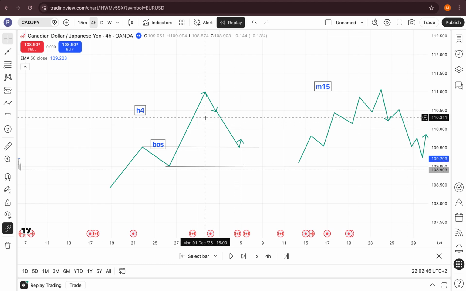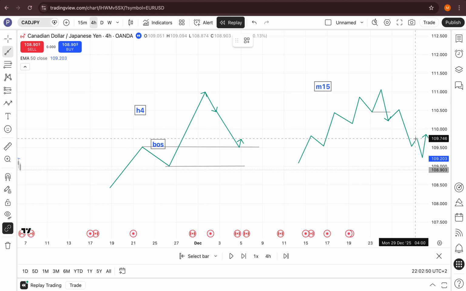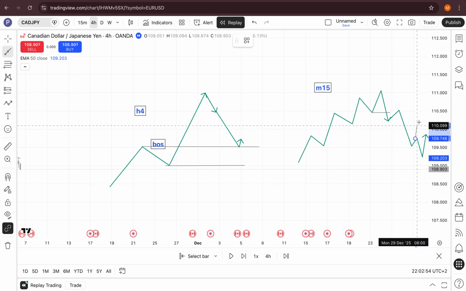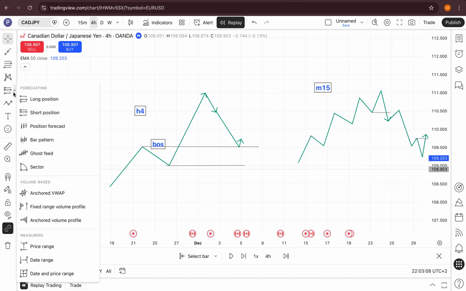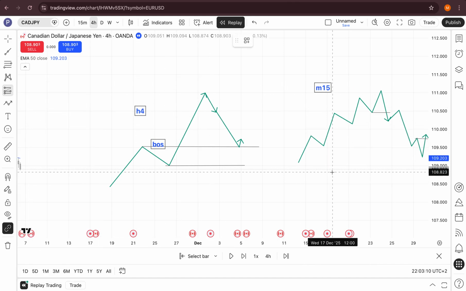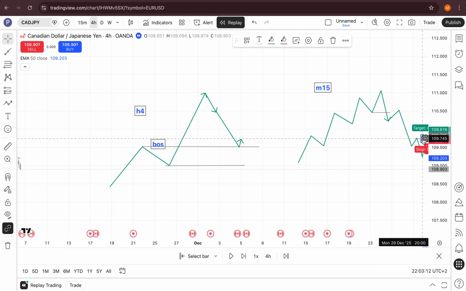So what you have to do, once you see this happening, a change of character from the lower time frame, what are we going to do? We are going to take our buy position. So it means we have to take our buy position, our nice long position from that particular level.